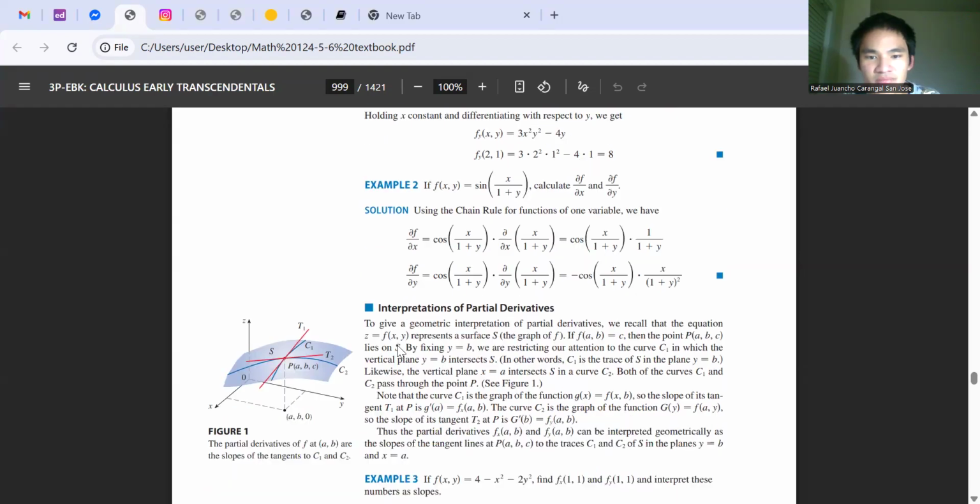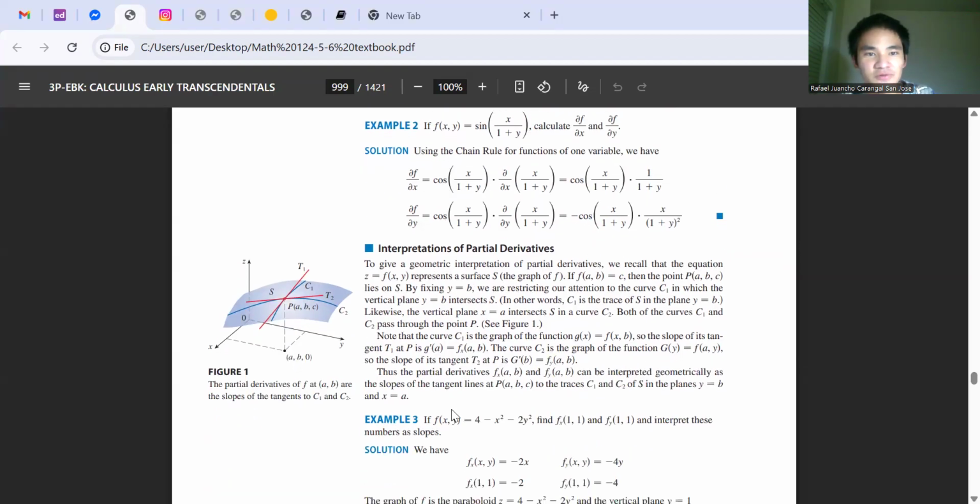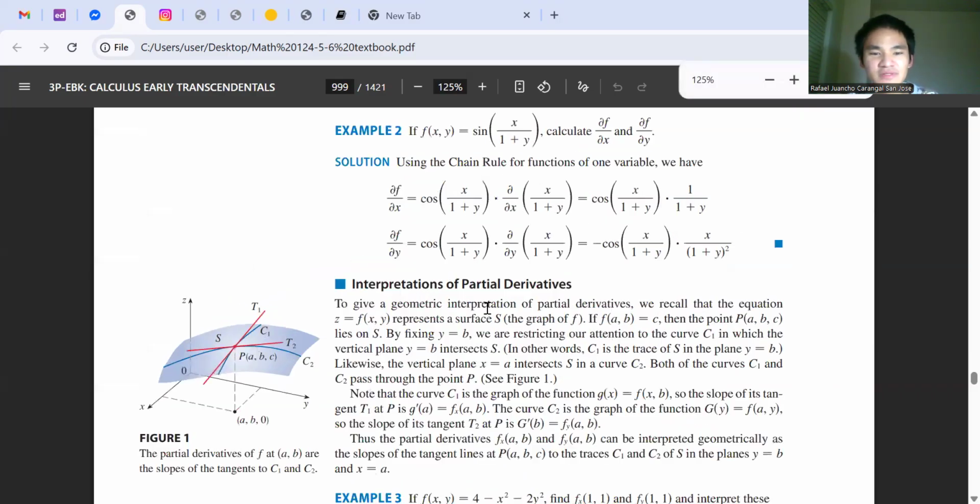Nice. Okay. Let's move on to how do we interpret partial derivatives? So while we were solving this, we could solve it, right? In calculus 1, a derivative is a slope. But what about partial derivatives? What is that?